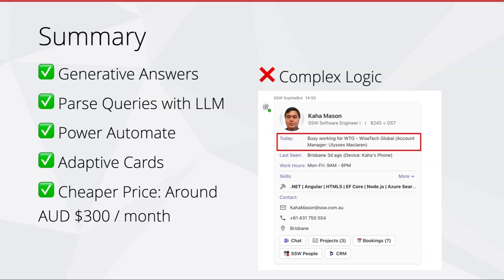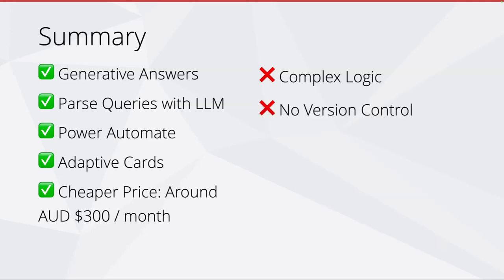But one way to handle it is we can build a middleware between the Copilot Studio and People API. It could be an Azure function, so it can handle the complex logic. And the next cons is it doesn't have any version control.